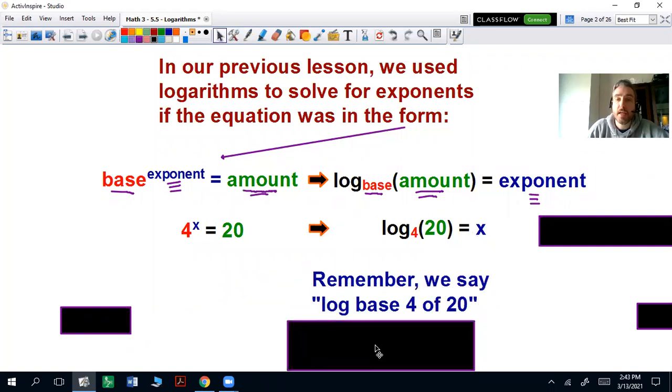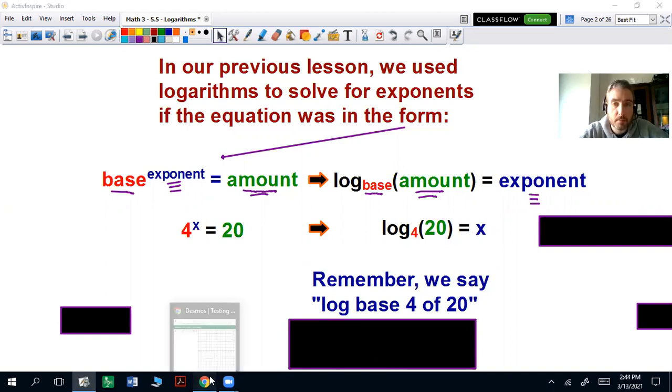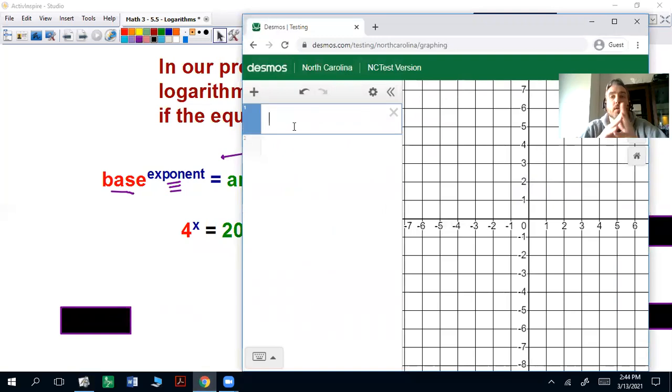And reminder, we say log base 4 of 20. I want you to see if you can just evaluate this in Desmos. So remember how to type log base 4 of 20. To get that base in there, you'll hit the log, and then you do shift minus. Do this with me, press the 4, and then do the right arrow, and then you can put the 20 in. And that gives you an amount of about 2.1609.